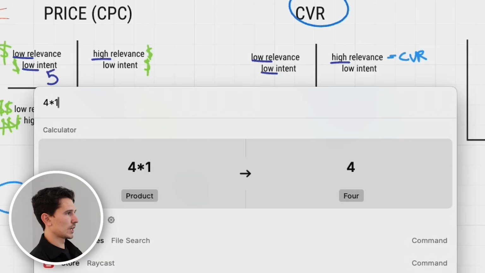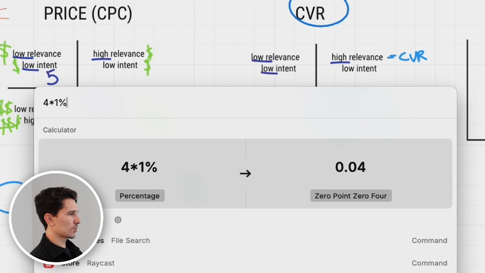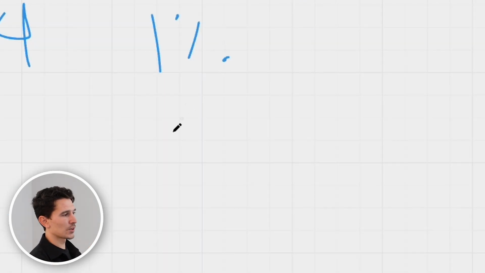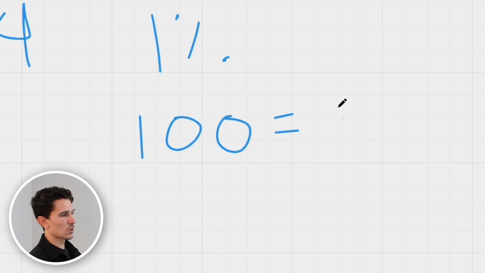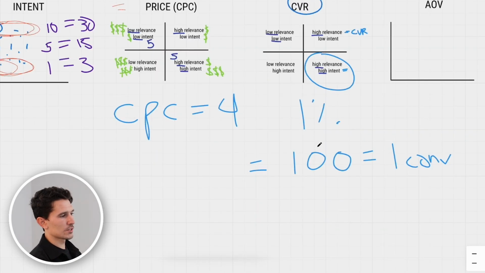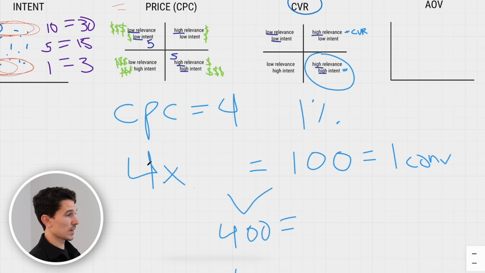Now, if it's not good enough, if this equals the wrong cost per acquisition for you, we're taking a cost per click of 4. We have a 1% conversion rate. This means that for every 100 clicks equals 1 conversion. If we need 100 clicks to drive 1 conversion and our clicks cost us $4, so we just take 4 times the number of clicks equal 400. That means we're going to have to spend in this formula $400 to drive 1 conversion.